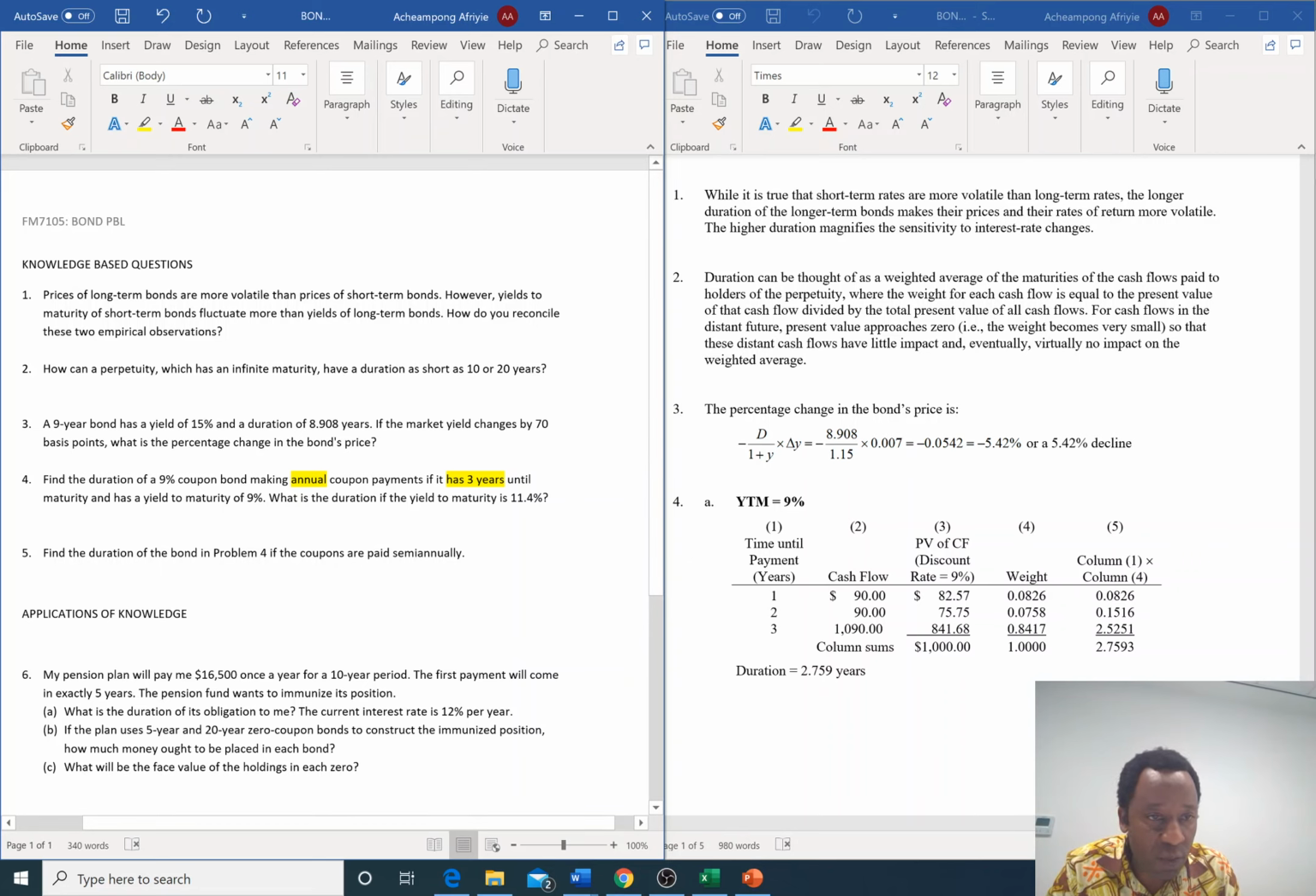The question then goes on to say, find the duration of the bond in problem 4 if the coupons are paid semi-annually. Well, that's not too bad.